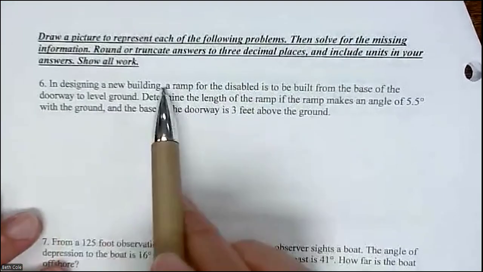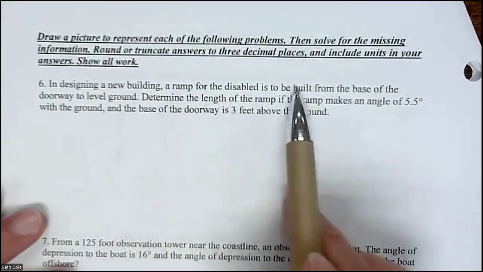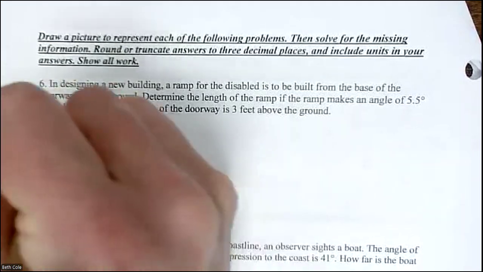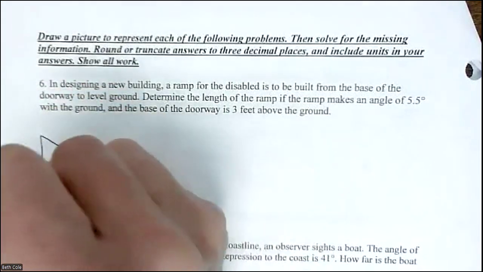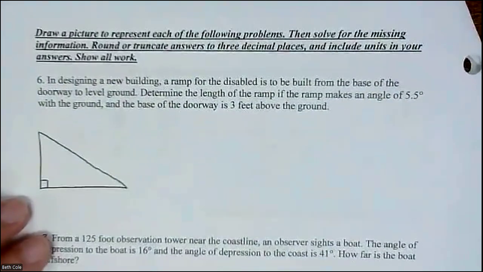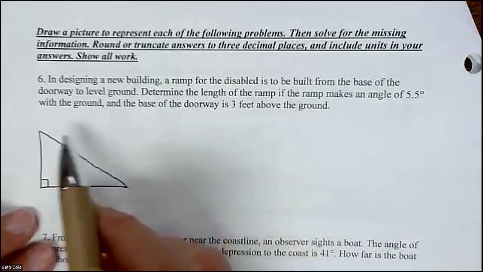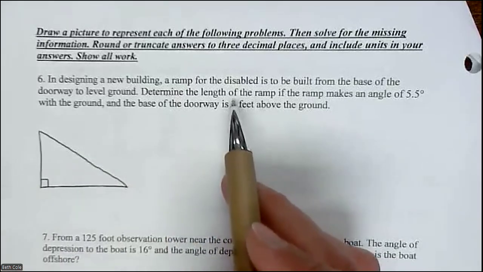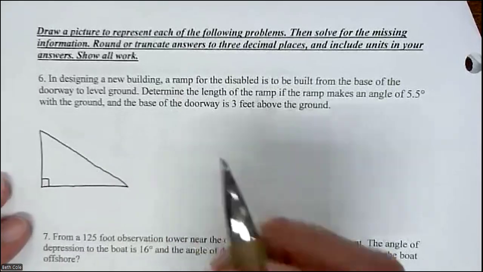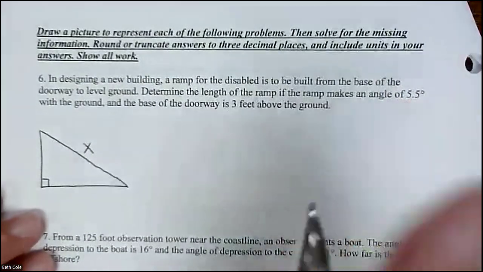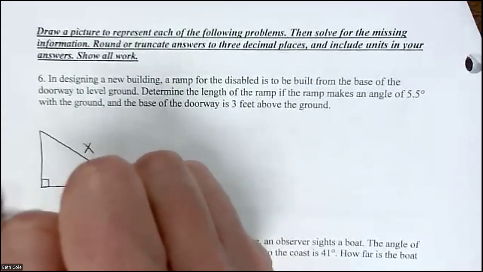Let's read this one. In designing a new building, there's going to be a ramp from the doorway to ground level. So like this. Determine the length of the ramp. So which side is going to be x? Like which side is the ramp? Yeah, the hypotenuse, that's the ramp part. Angle of 5.5 degrees with the ground.